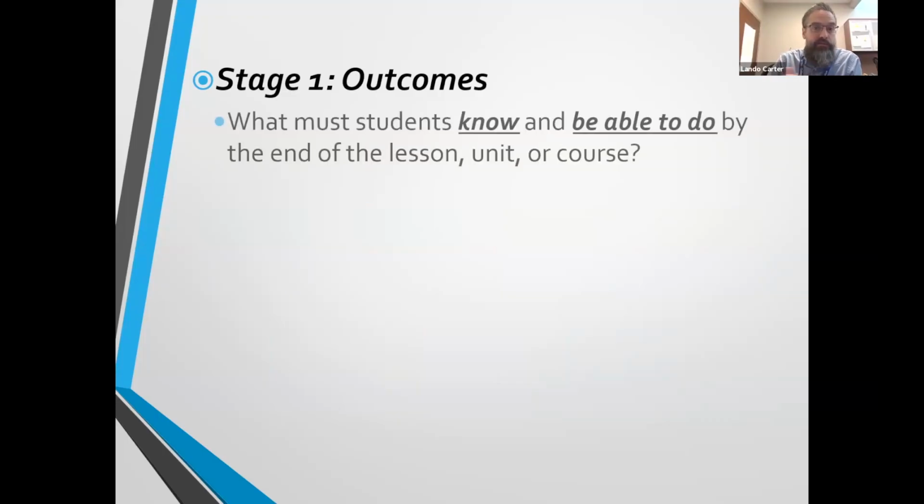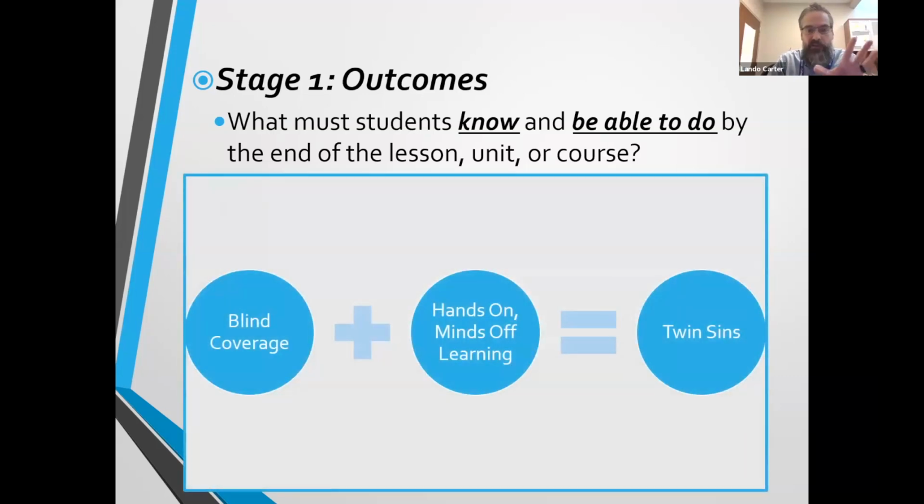So stage one, outcomes, we have our same question here. I'm going to give you a sample outcome, and then I want you to write one for yourself, and we'll do a little pause, okay? So the sample outcome I'm going to give you to run as an example through the whole talk today is this. And it's going to lead up to why we do this so well. These things, if you answer this question and set your outcome first, it's going to give you this benefit. You're going to avoid what's called the blind coverage and hands-on minds-off learning twin sins of design. So if you get your outcomes set, the one I'm going to show you here in a second is going to be an example to guide you.